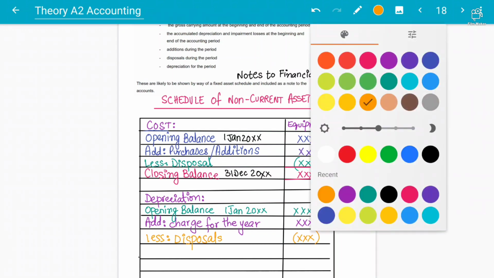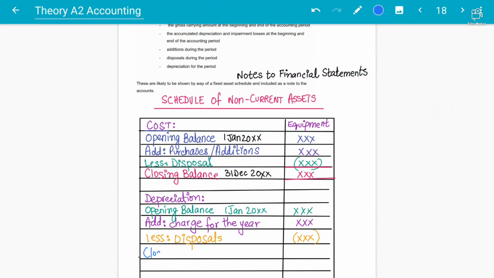Eventually students will get the closing balance, that is, the accumulated depreciation balance at 31st December 2000. So that's going to come as this. When you add and subtract, again you can put one single line here and one single line there as well. And the last step will be to get the net book value.